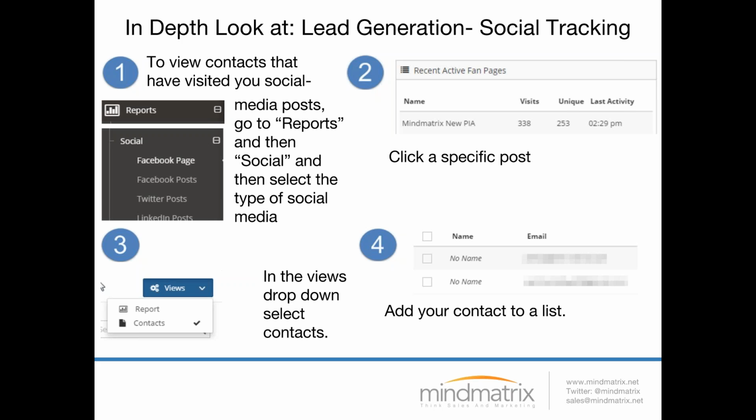To find contacts who have visited your social media pages, go to Reports and then Social, and then select the type of social media that you want to view. From there, click on any post that contains any content that you want to observe. From there, click on the type of social media post that you want to view. Then, when the window opens up, go to the View drop-down menu and select Contacts. This will again give you a comprehensive list of all contacts and anonymous visitors that have engaged with your post.